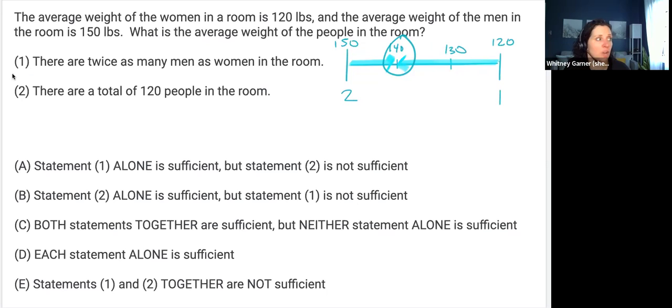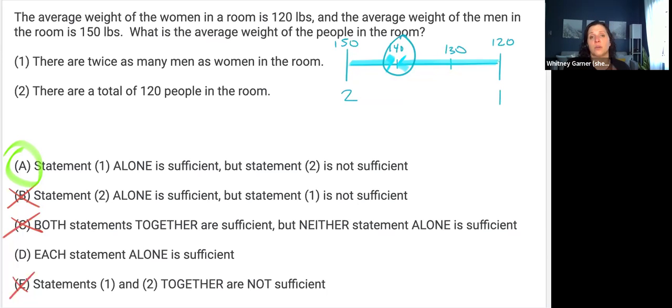It's enough information. If statement one is sufficient, I can eliminate B, C, and E. I'll check statement two by itself. Knowing the total number of people in the room doesn't tell me the breakdown of my two subgroups. So statement two is not sufficient. And so my correct answer is A.